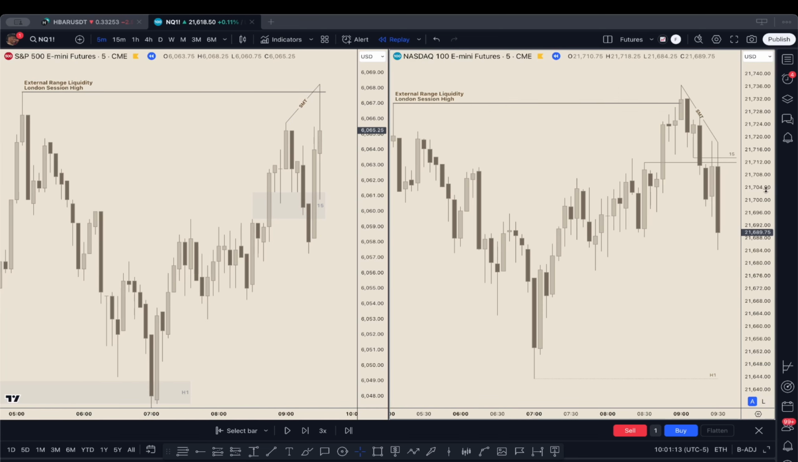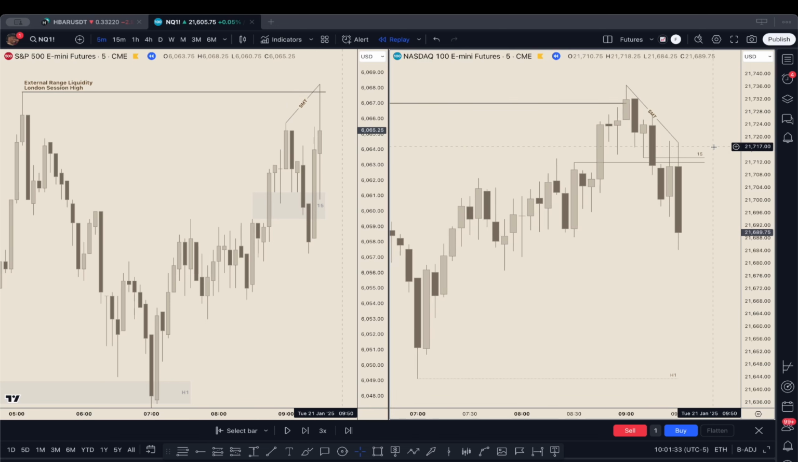So now if you look at these two charts, you'll see I have the SMT divergence line on 9 a.m. and 9:30, and you can see how different it looks on Nasdaq. Okay, on S&P we're looking up at 9:30, whereas on Nasdaq we are looking down at 9:30.